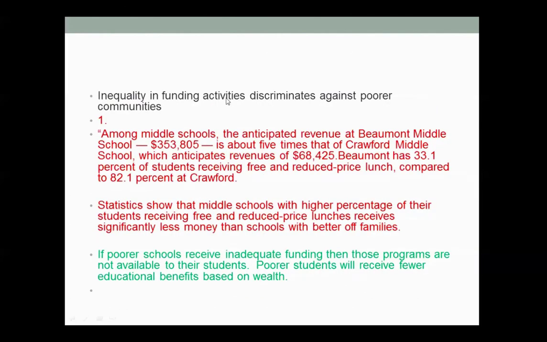Inequality in funding activities discriminates against poorer communities. And here, again, here are the facts, and we can tie them together by saying that if poor schools receive inadequate funding, then those programs are not available to their students. Poorer students will receive fewer educational benefits based on wealth. So, and you'll be doing that for each of your 8 facts.